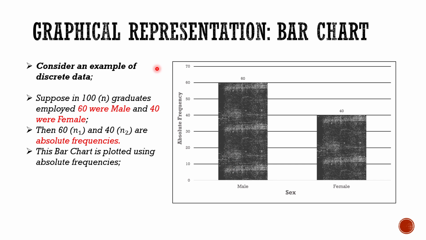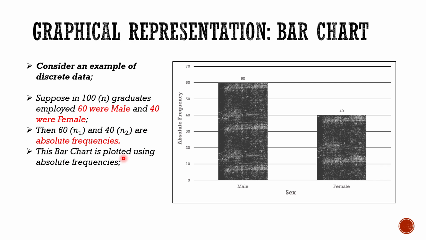Now, let's see the graphical representation of a bar chart, considering an example from our previous lecture. Suppose we have 100 graduates employed, and out of these 100 graduates employed, 60 were male and 40 were female. So here we have a variable, sex, and we have categorized it into two categories, male and female. The total sample of graduates employed is 100, that is n. The absolute frequencies are n1, that is 60, and n2, that is 40.